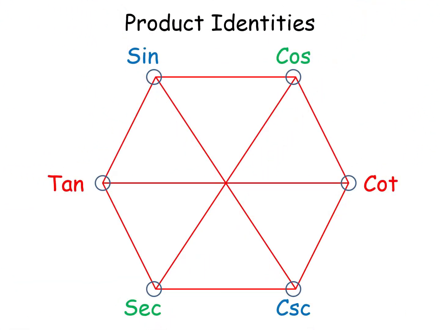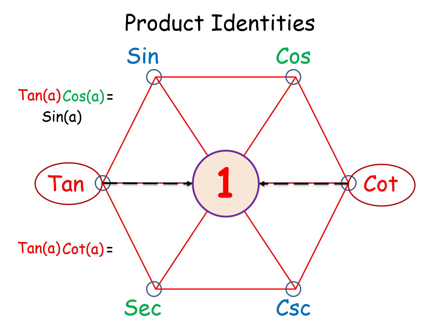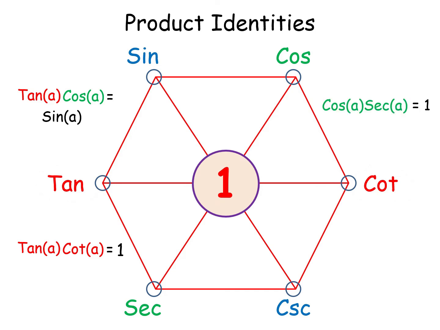The next identity that we'll tackle is the product identity. Unlike the reciprocal, quotient and cofunction identities, product identities need one at the center of our hexagon for its pattern of formula. In this case, you have to choose a vertex. That vertex is the product of the surrounding trig functions. Example: the product of the tangent of an angle and the cosine of an angle is equal to the sine of an angle. The product of the tangent of an angle and the cotangent of an angle is equal to 1. The same pattern shall be used for all other functions.